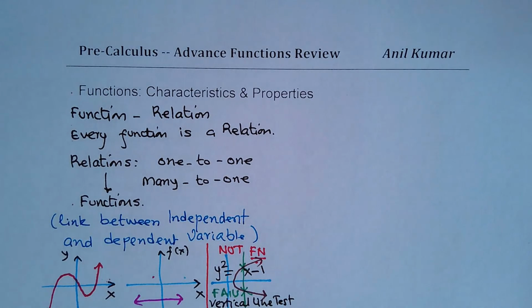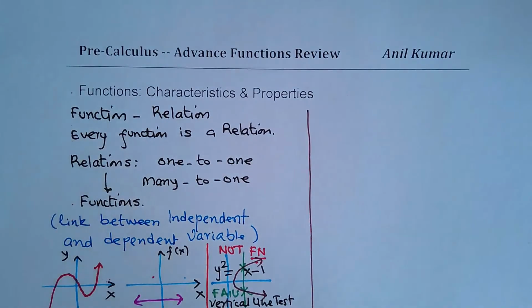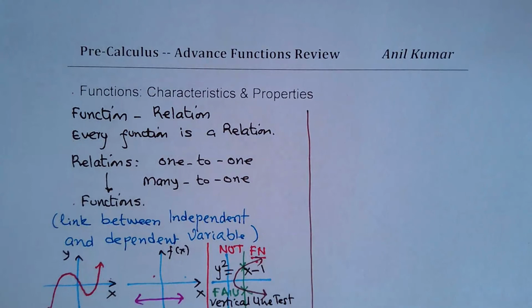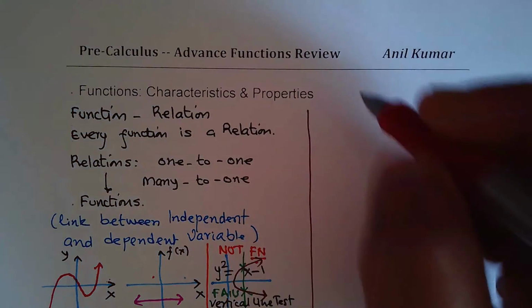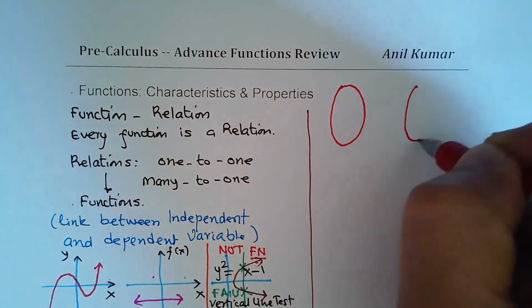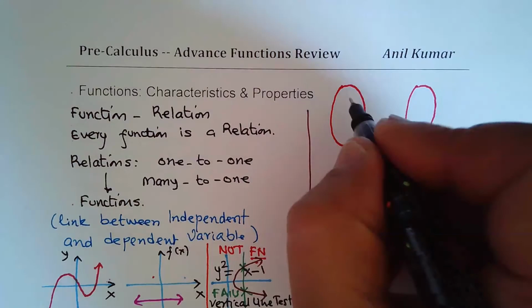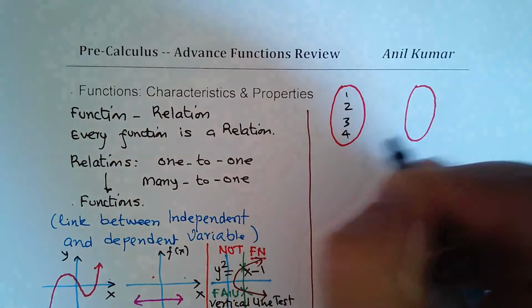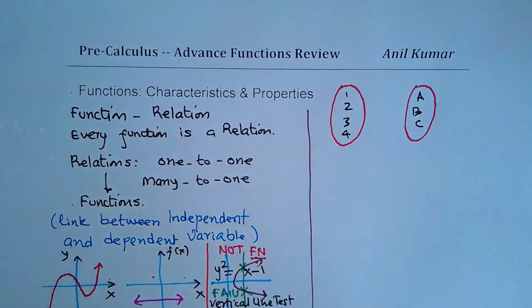Perfect. So this is what we have learned about some functions. Now we'll take up different ways of representing these functions. Mapping diagram, as you have seen, is a very common way. So let me just sketch a mapping diagram here. Now let's link some points. Let's say numbers 1, 2, 3, 4 with letters A, B, C. Now what we are doing here is we are linking them.